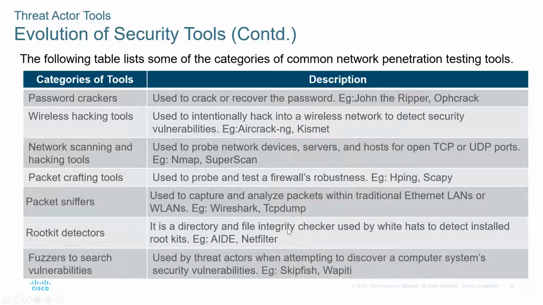Packet sniffers themselves are used to capture and analyze packets, for example, Wireshark, which most of you are familiar with. You also have tcpdump, which is similar on the Linux side on the command line, so that you can dump those packets out and later read them or go through them with Wireshark. Rootkit detectors are typically going to check directory and file integrity to make sure they can detect rootkits. You have AIDE and Netfilter, and then you have some fuzzers. Fuzzers are used to attempt to discover a computer system's security vulnerabilities. So they're going to go through and test all the different ports and activities, etc. These are going to be like Skipfish and Wapiti.